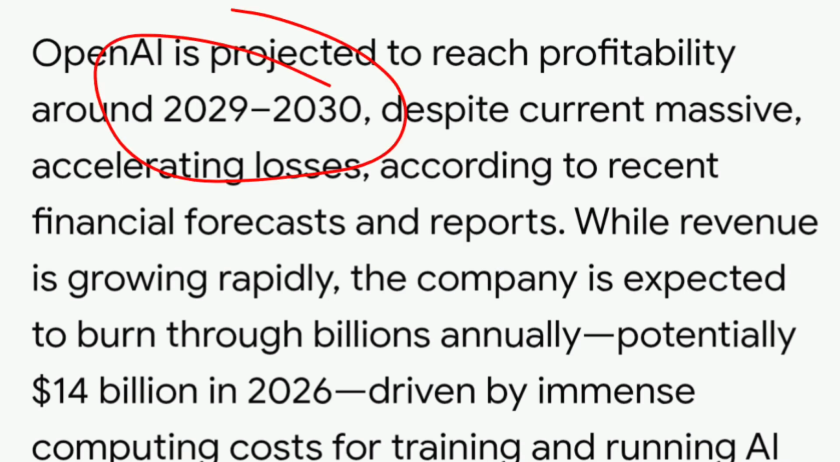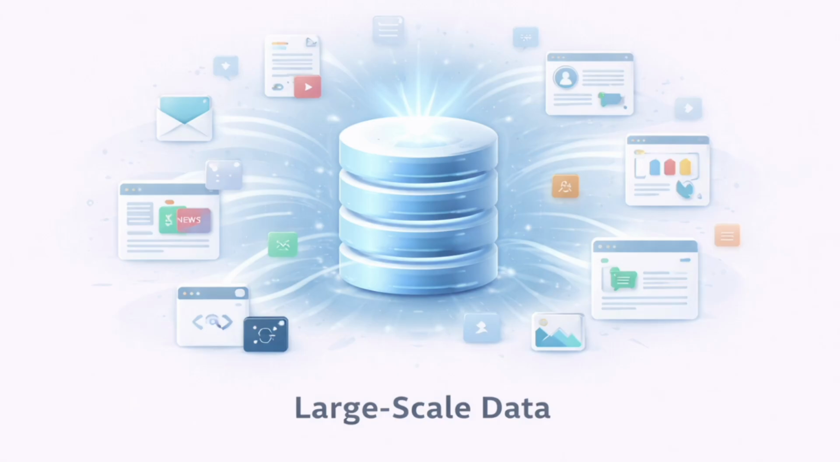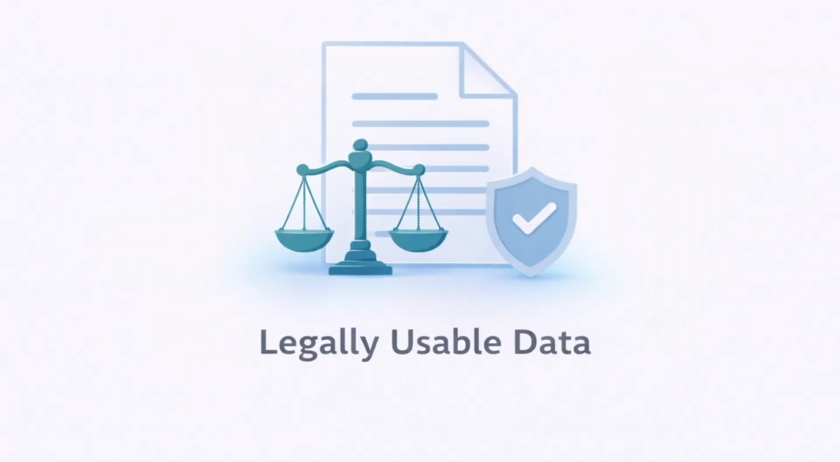A report suggests that OpenAI's ChatGPT will be profitable by the year 2029 or 2030, and it is fine for them. It has strong financial backing to absorb these losses. Then comes the second challenge: data. Now these foundation models don't just need data, they need licensed, large-scale and legally usable data. Data scraping or using others' data without prior consent is not acceptable or legal.